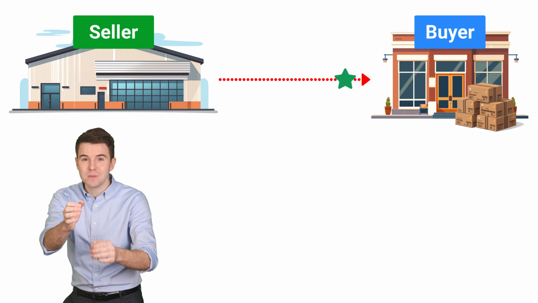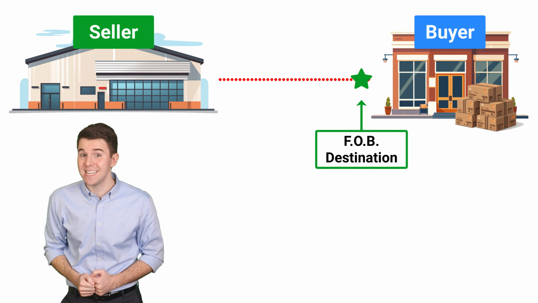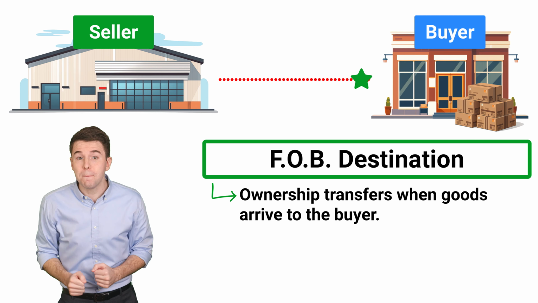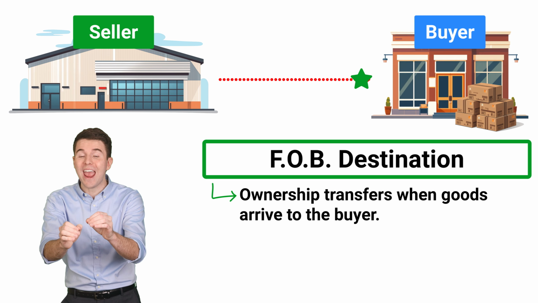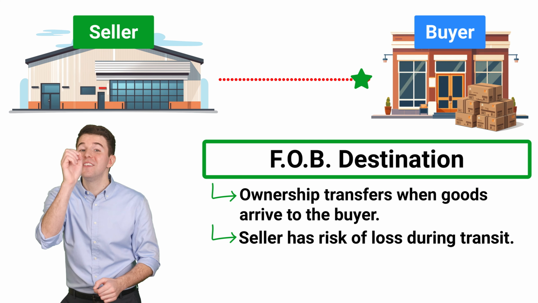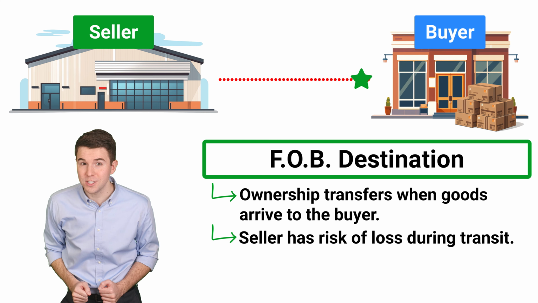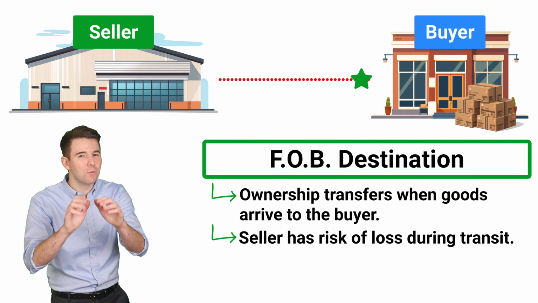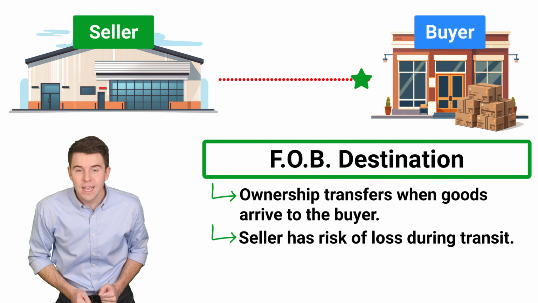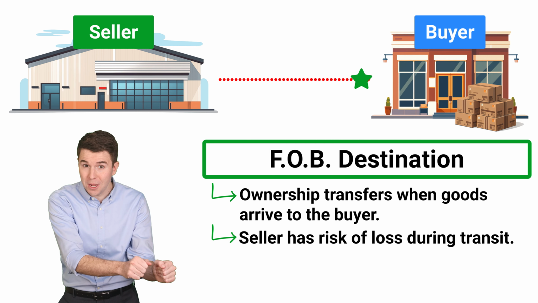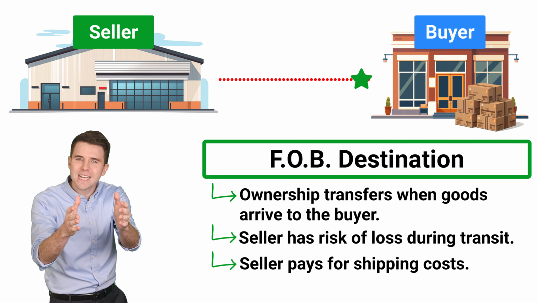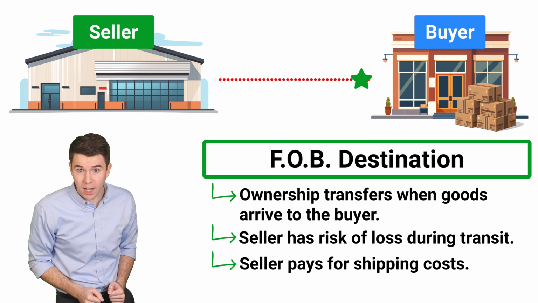The other shipping term is F.O.B destination. Under F.O.B destination, goods transfer to the buyer when the goods arrive at the buyer's place of business. Therefore, the seller has the risk of loss in transit and does not record revenue until the goods are delivered. So if the goods are stolen during shipment, the seller takes the loss. Under F.O.B destination, the seller pays the shipping costs.